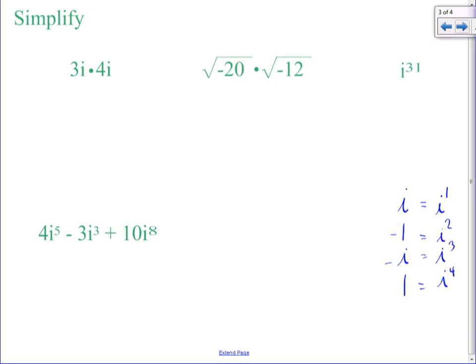Okay, so the imaginary i is treated like any other variable, like x. So when we multiply 3i times 4i, what is that?